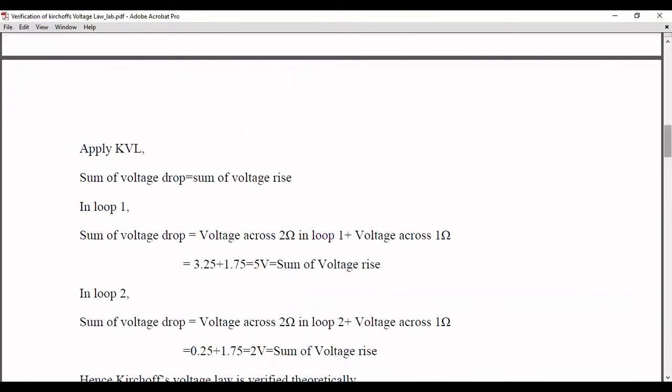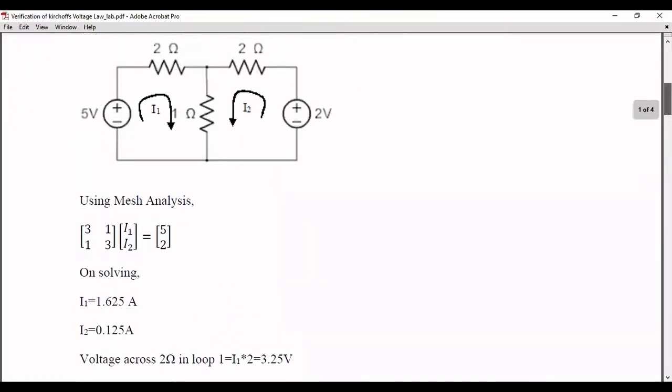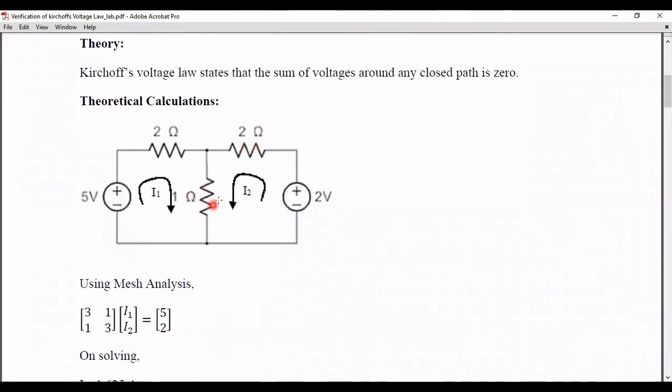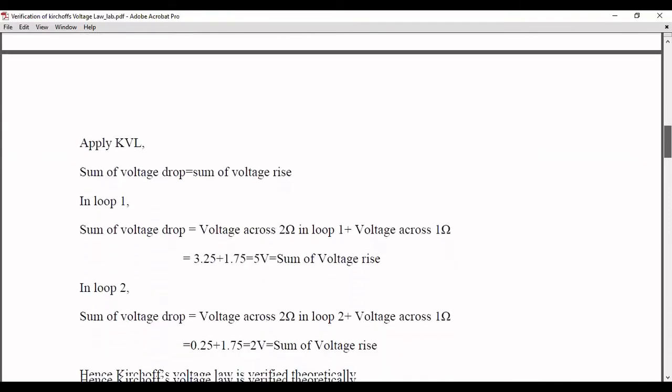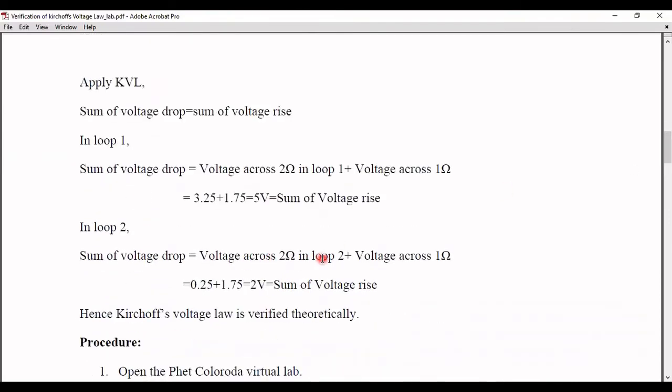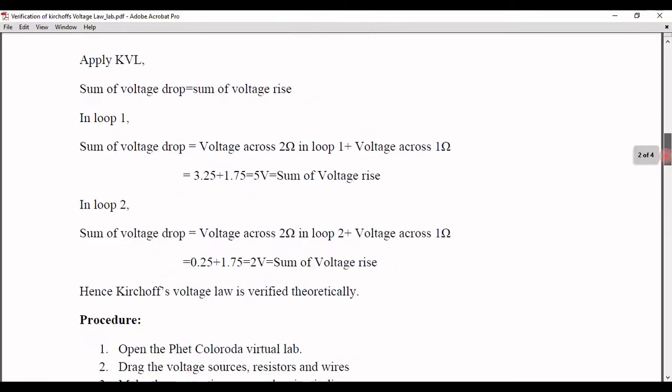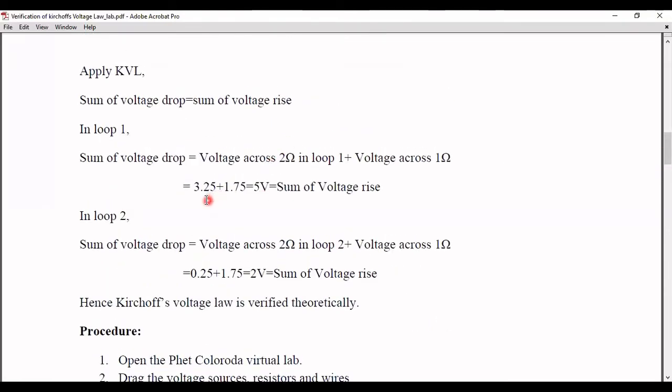In loop 2, what are the drops? In loop 2, this 2 ohm and 1 ohm. The rise is 2 volt. So the sum of voltage drops, the voltage across 2 ohm in loop 2 and the voltage across 1 ohm, sum of that is the voltage rise. Now we are getting the same, hence Kirchhoff's voltage law is verified theoretically. So we have found the voltage drop across 2 ohm is 3.25 volt. Voltage across 1 ohm is 1.75 volt.